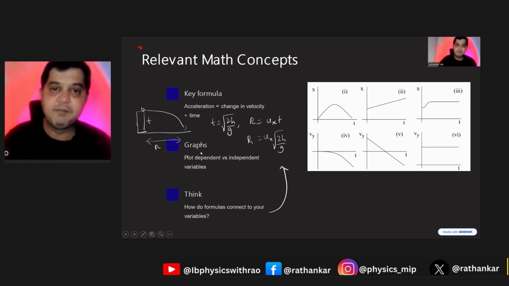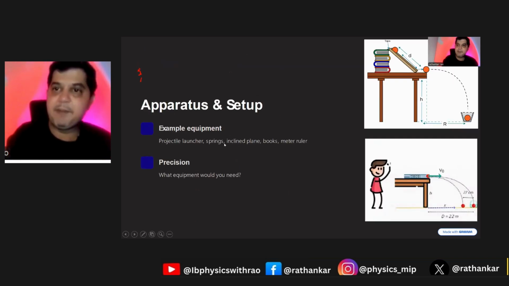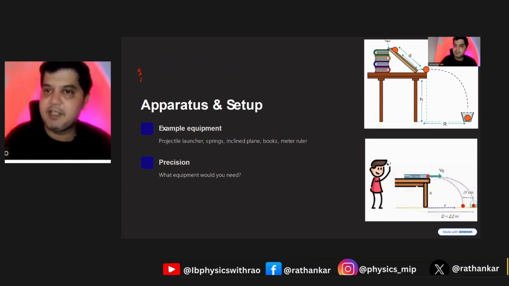Now next, apparatus and setup. That's what I told you already here. So you have something like this. You have a table, you have a pile of books which has been added. You put the marble over here, and you see this comes and hits here, and as a result the marble falls over here. This is one way. The other way is using a spring. You can do this. So what are all the apparatus you need? You have got this one here.